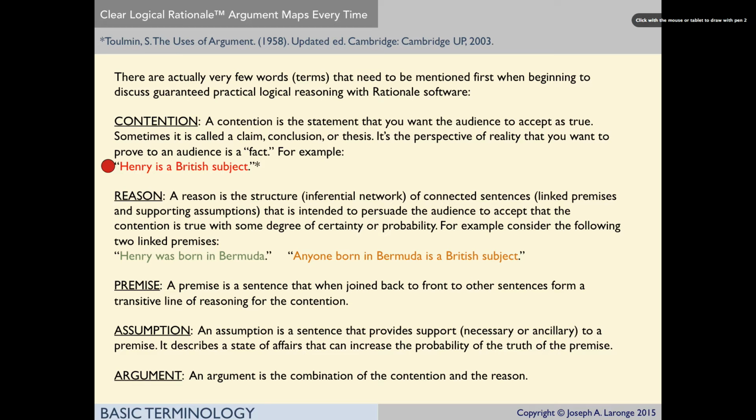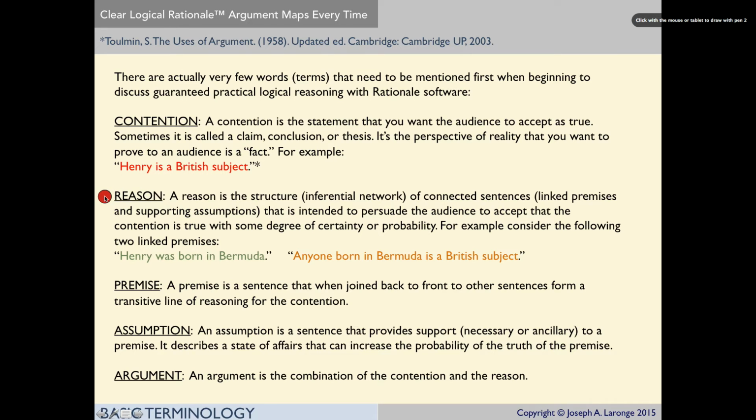Now this particular example is from the seminal work by Toulmin in his Uses of Argument book that he wrote first in 1958. And many people in argument are familiar with this, and we'll compare the logic bridge to the Toulmin model later. But this is kind of the classic example that's often used in describing arguments. So here's our contention. Henry is a British subject.